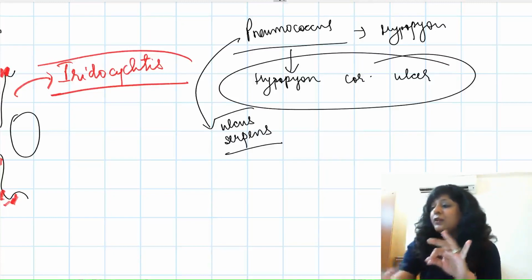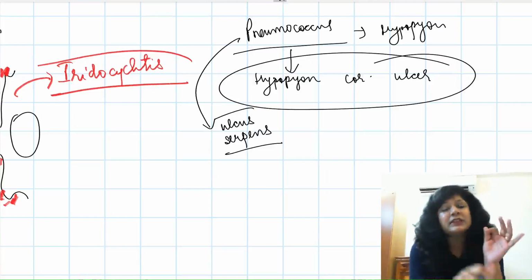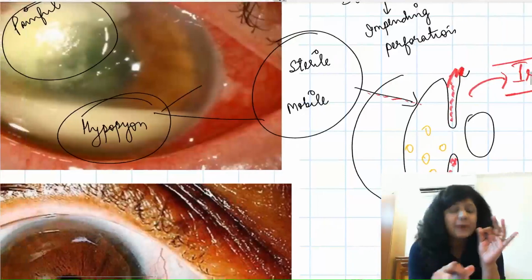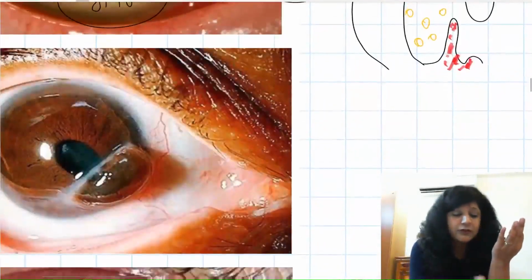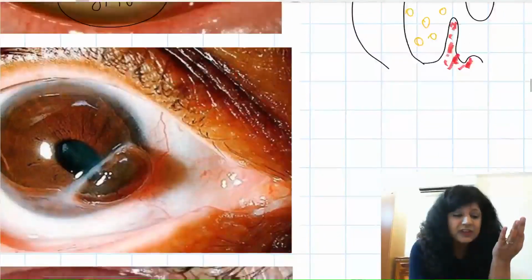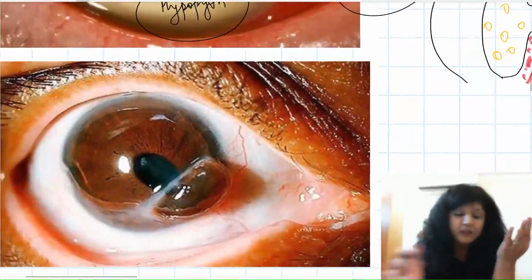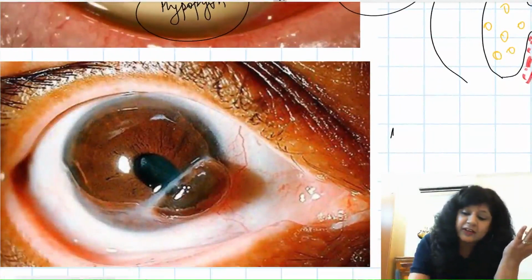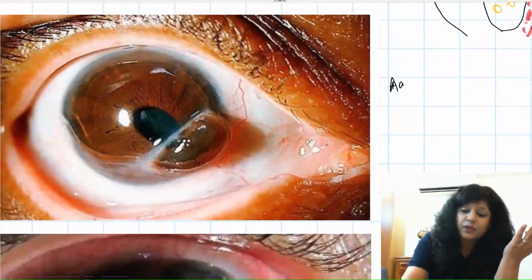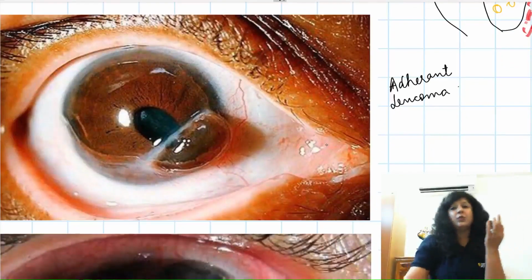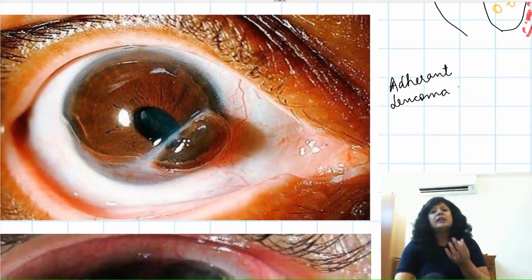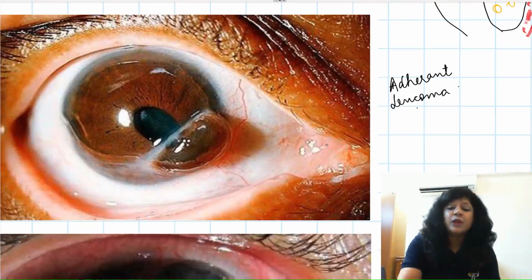Okay, now as far as the complications are concerned, complications are based on the perforation. So if the perforation is very, very small, then we get what you call adherent leukoma. Now, what is this adherent leukoma? Adherent leukoma occurs whenever we have a small perforation.